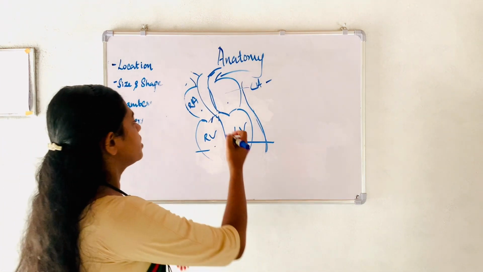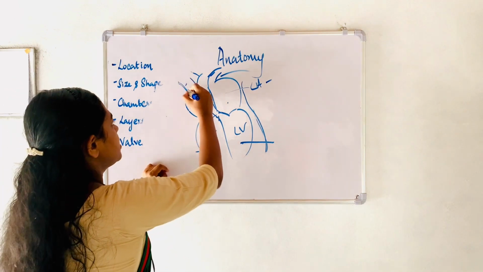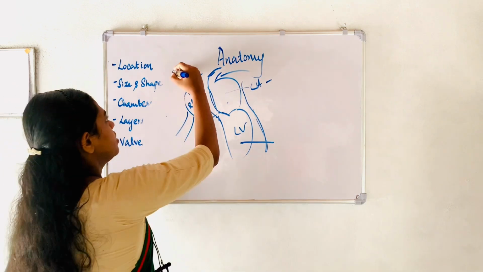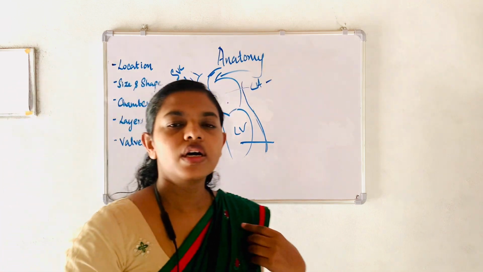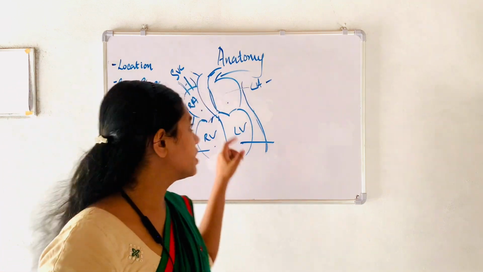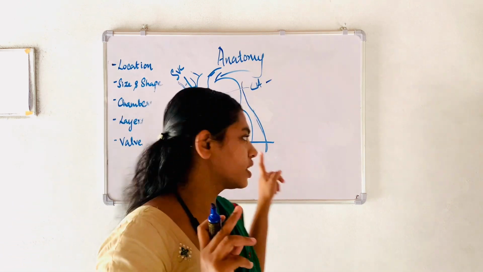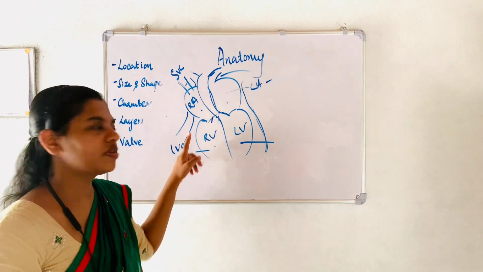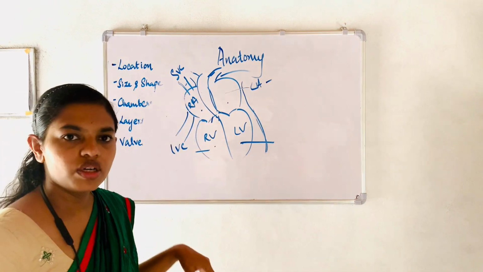Okay, next we will see RA receives blood from where? RA receives blood from the superior vena cava. Okay, SVC, superior vena cava, that drains from the head and the upper extremities. Superior vena cava drains the venous blood from the upper extremities as well as head, and inferior vena cava carries blood from the lower part of the body. So both drain into the right atria as well as coronary sinus.